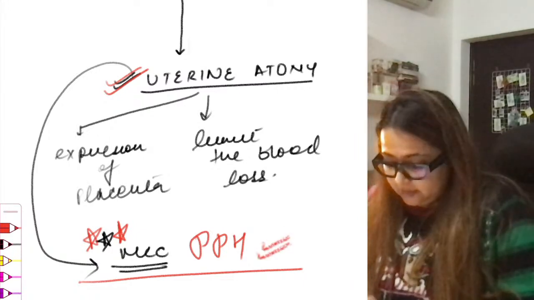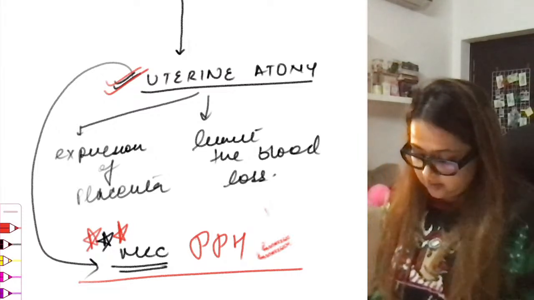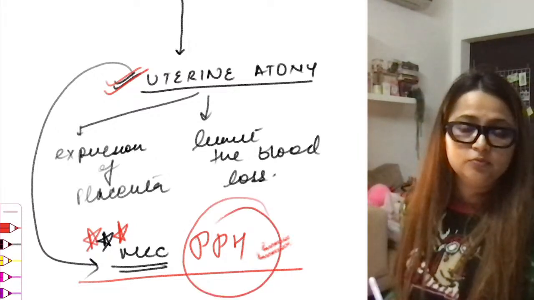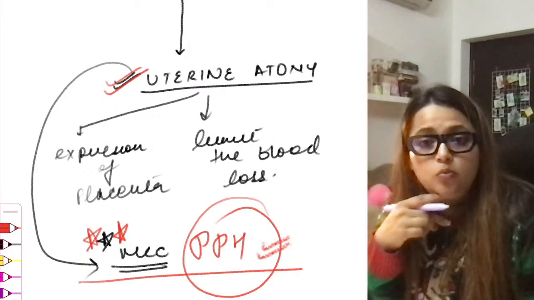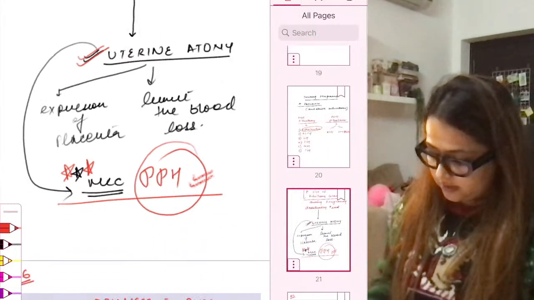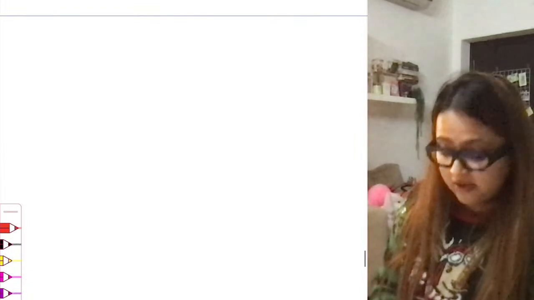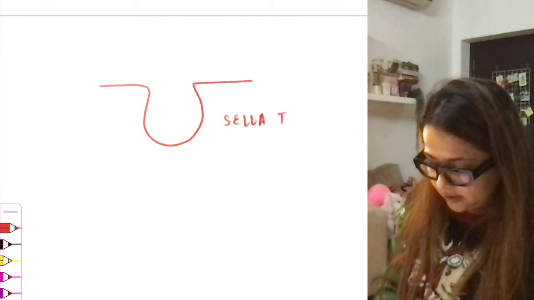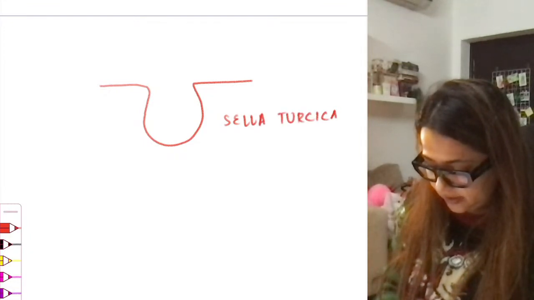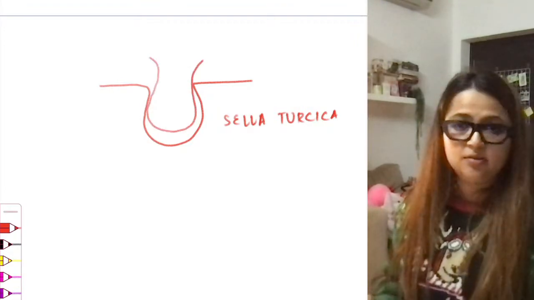Now, another point here. Supposing this female gets PPH, there is excessive blood loss after the birth of the baby, right? So what could happen? As I told you that during pregnancy, the size of the pituitary is drastically increased. Supposing this is sella turcica. So pituitary is sitting in sella turcica. This is normal anatomy. So this is pituitary gland. This is enlarged.